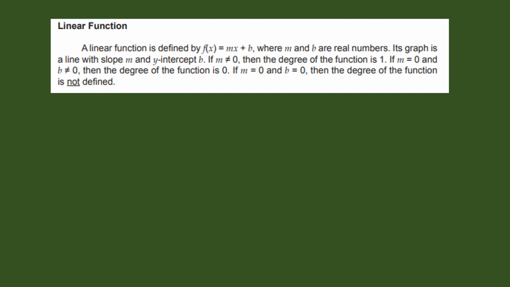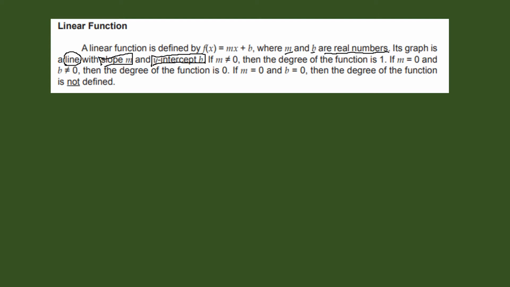A linear function is defined by f of x is equal to mx plus b, where m and b are real numbers. Its graph is a line. The graph of a linear function is a line with slope m, so m is the slope, and y-intercept b. So b is the y-intercept.